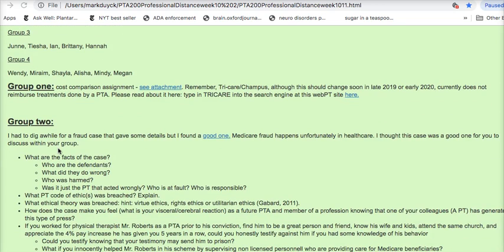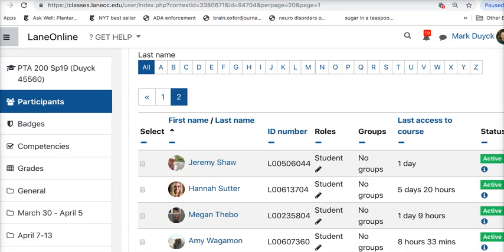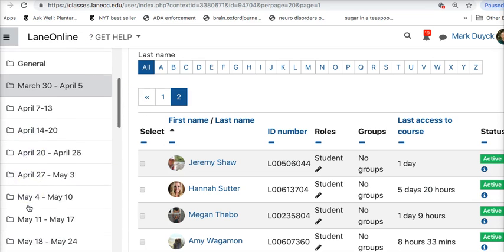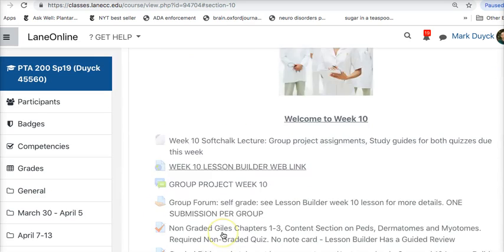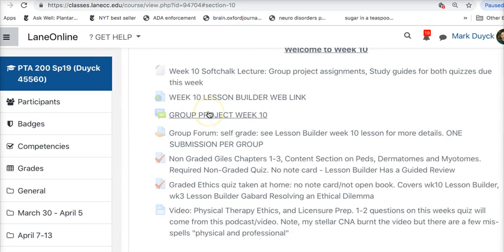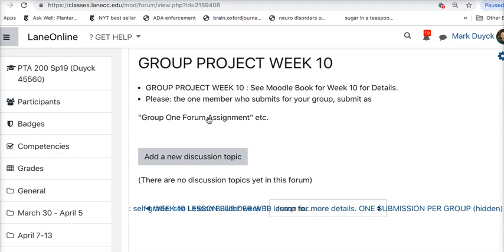So that's group 1, and you're to submit these assignments in Moodle. So you submit them in the week that we're talking about, which is week 10. And you're going to, here's where you submit your assignment, 1 submission per group, and then you're going to post your project to the class so that everyone in the class can see your assignment. So it's going to be a learning opportunity for everybody.